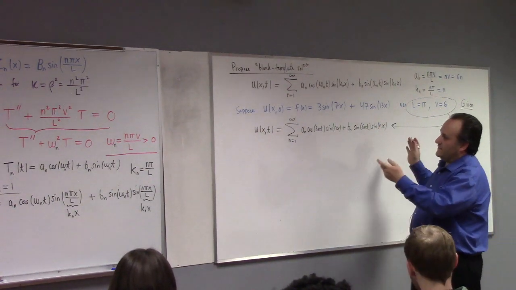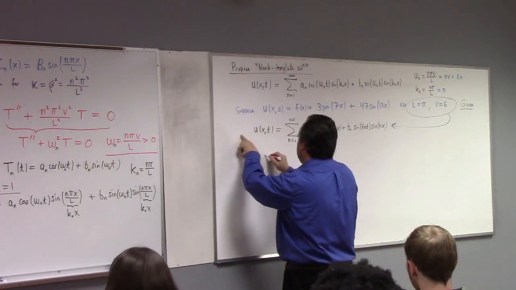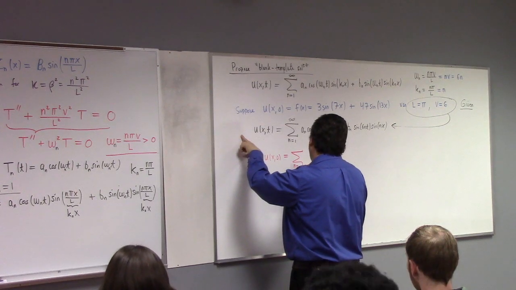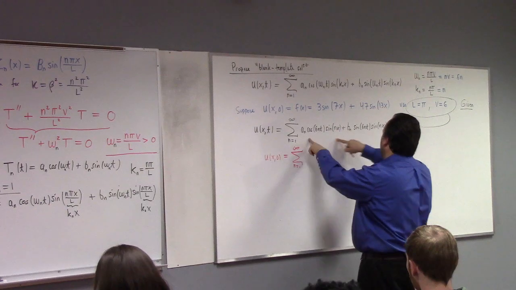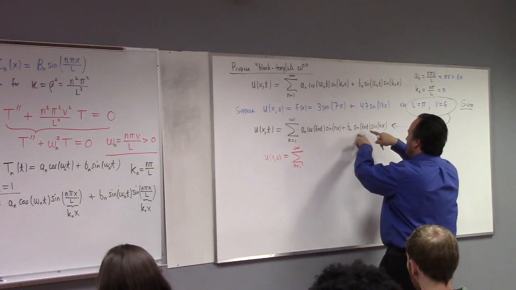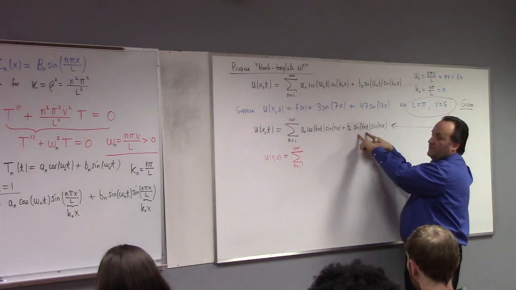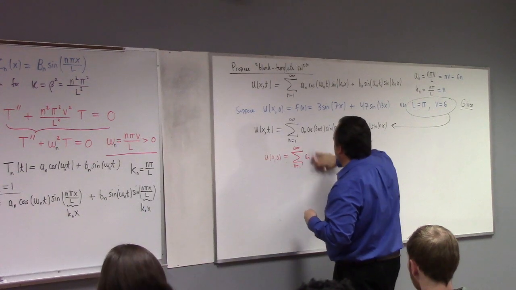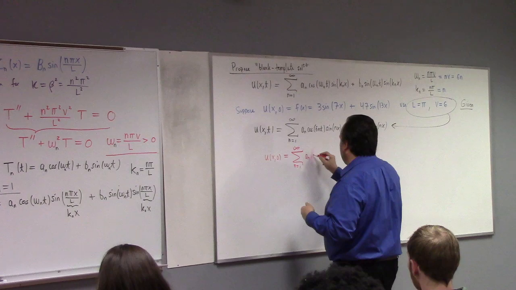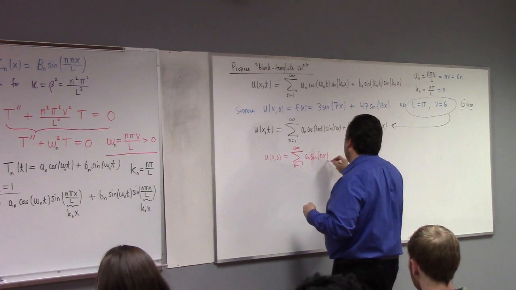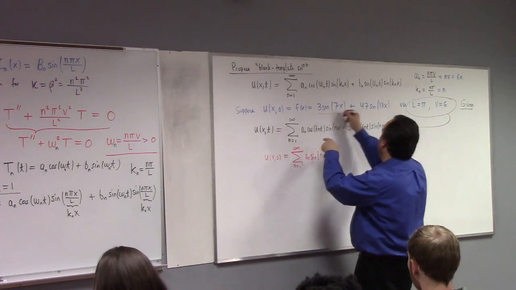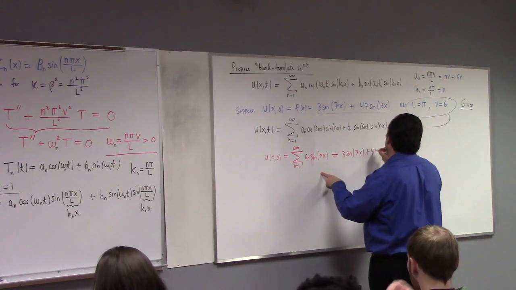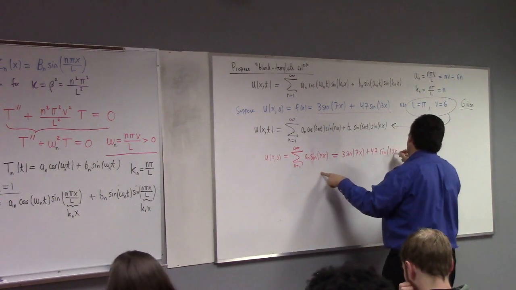So look at this. If I plug in time 0, what do I get? What's the sine of 0? 0. All we're left with is the first piece. Cosine of 0 is 1, right? So I get a sub n times the sine of nx. And that's equal to what? Well, it's equal to what's given up here: 3 sine of 7x plus 47 sine of 13x.